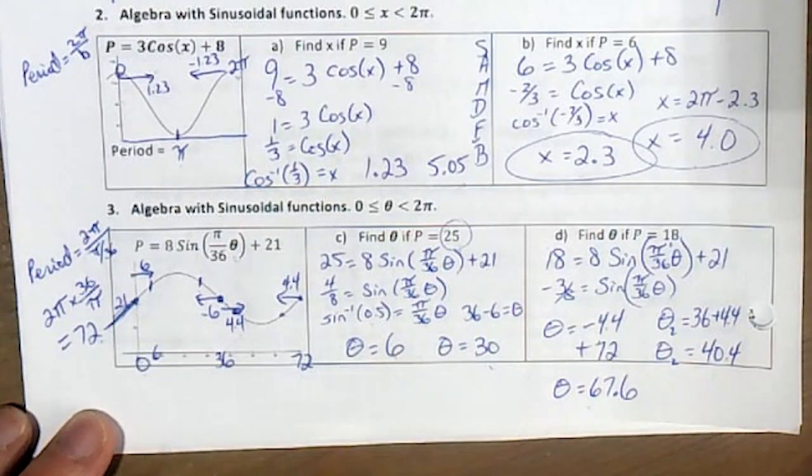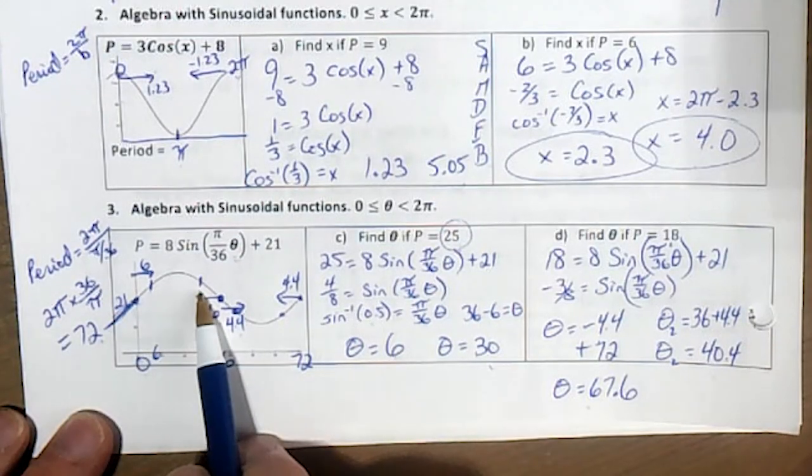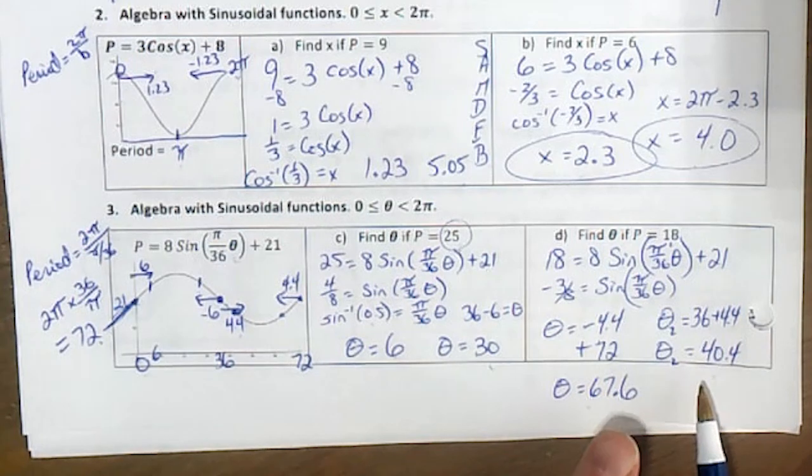So we're just basically quadrant 3 and 4. So if it's positive, you're getting quadrants 1 and 2. If it's negative, you have to move to quadrants 3 and 4.